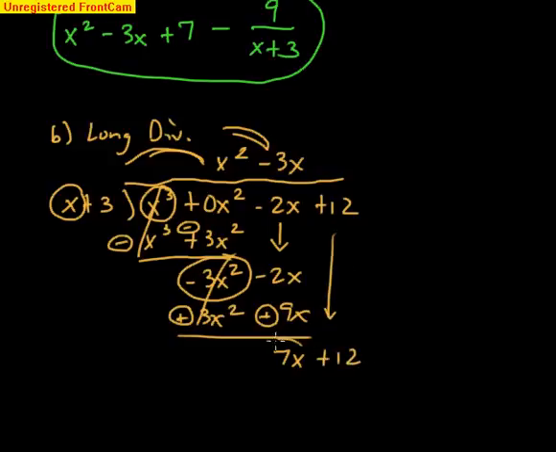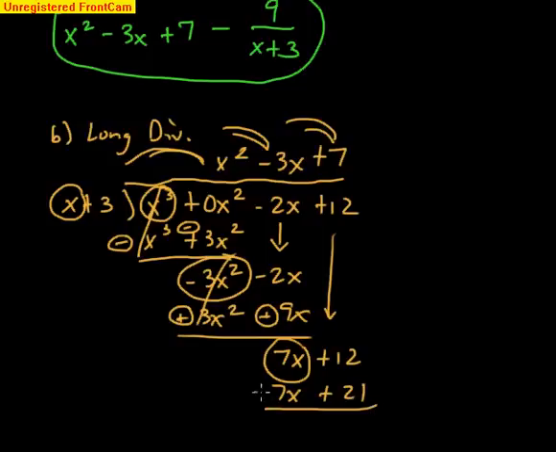How do I make x become 7x? I multiply by a positive 7. And again, it's 2 distributions to give me 7x plus 21. Draw my line, and I change my signs. The 7x go away. 12 minus 21 is negative 9. So my answer is going to be x squared minus 3x plus 7.